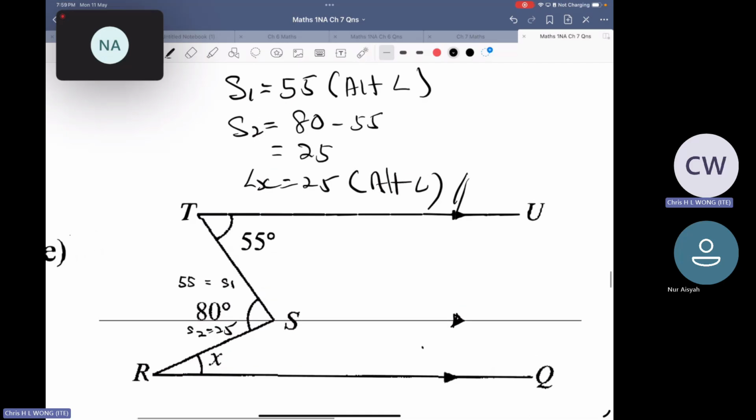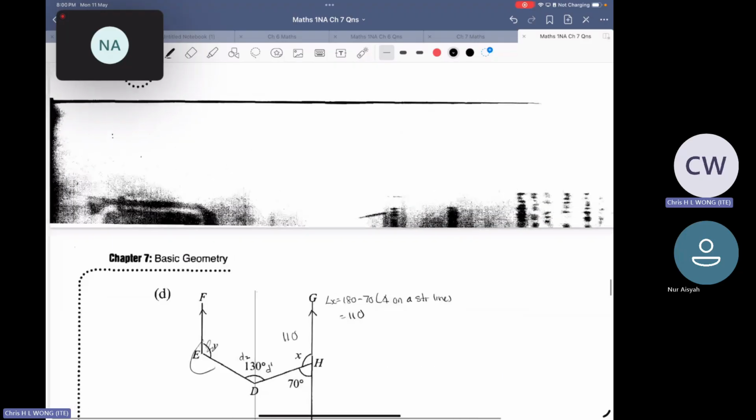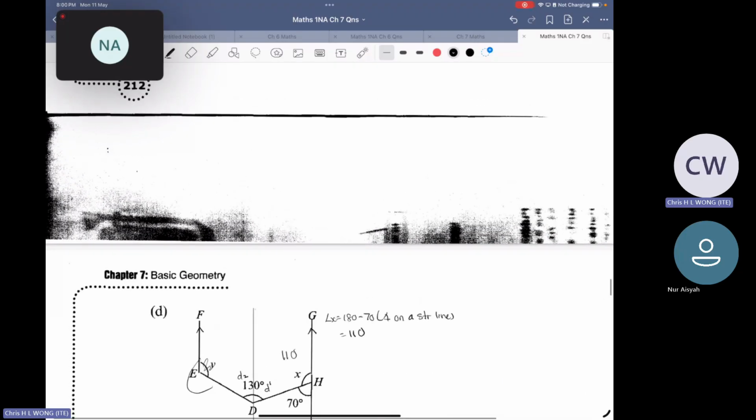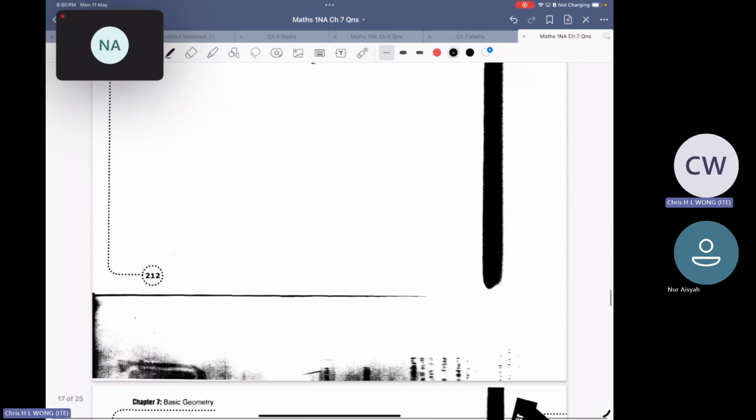Make it bigger. Okay, let me see. Is there any more? I think that's the last one. This one we have done already, isn't it? Just now it's the same one, is it? You see the same one just now? Same one, yeah. Okay, that's it.